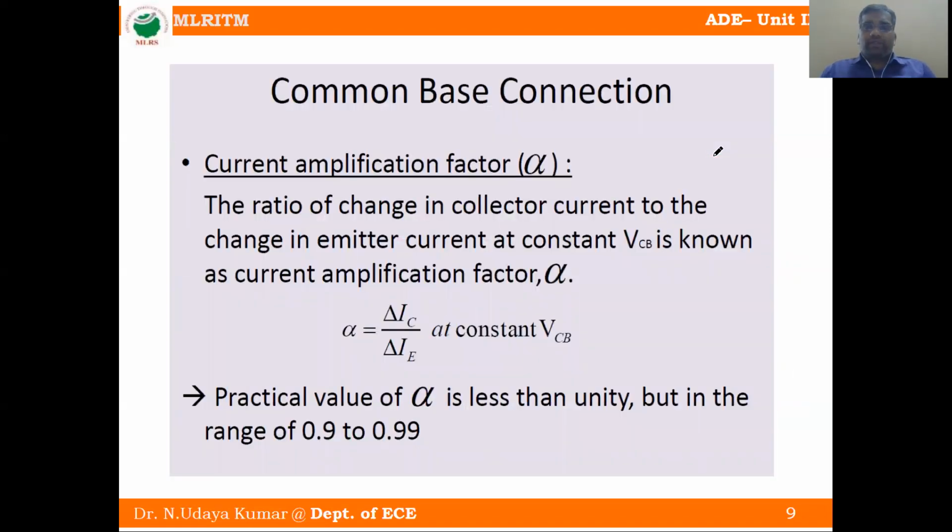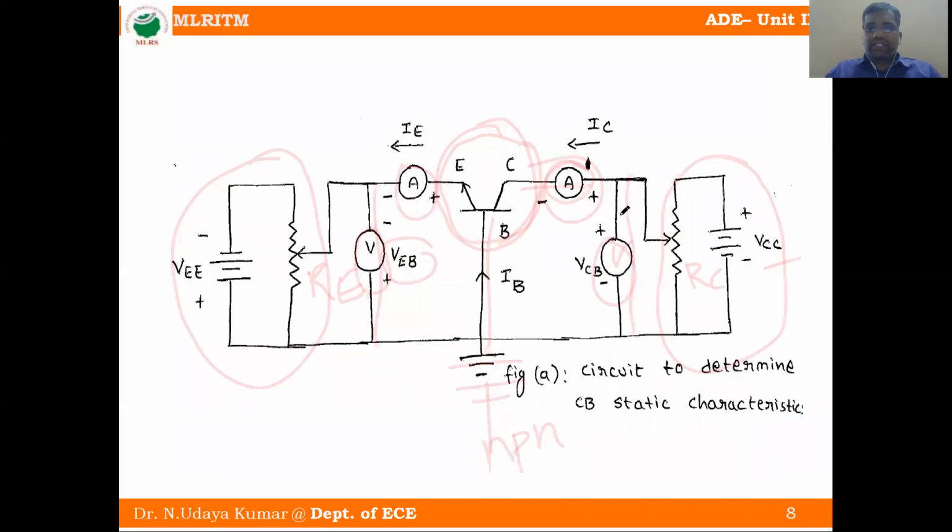So in common, we know what is the purpose of transistor? Transistor means transfer of resistance from low to high. It passes the signal from input to output, from low resistance to high resistance. So we will see some factors. In common base configuration, current amplification factor alpha: the ratio of change in collector current to the change in emitter current at constant VCB is known as the amplification factor. So you can see change in collector current to the change in emitter current. What is the output side?